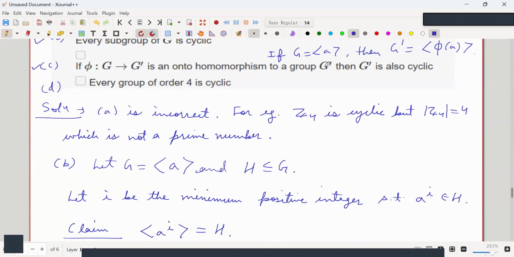So every group of order 4 is cyclic, is that correct? No. So the Klein group, I don't know if it's pronounced that way, but yes. So the counterexample is the Klein group. Okay.